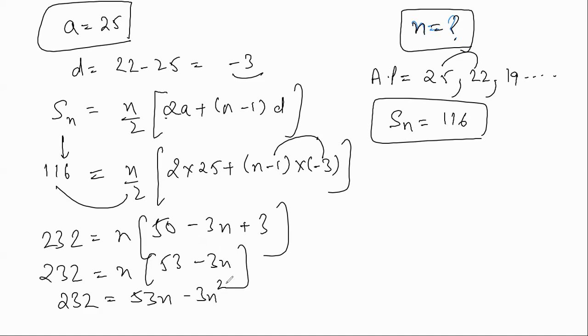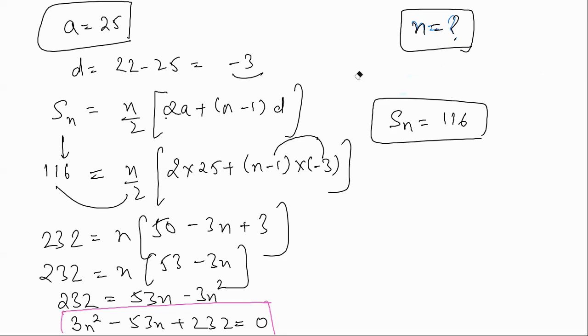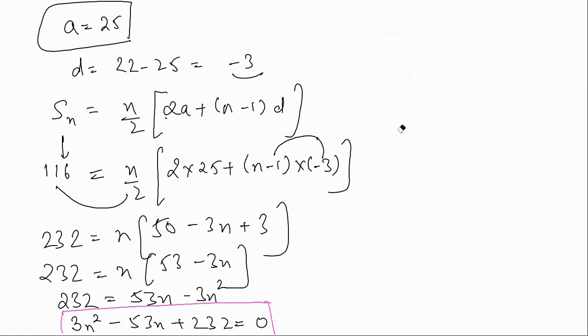Now you know that the power of n is 2. So it's a quadratic equation. So the equation will become, I'm taking everything to the left hand side. So 3n square is negative, it will become positive. 53n is positive, it will become negative. And 232 is already on the left hand side. So this is the quadratic equation I got. So what we have to do, we just have to solve for n. And then we will move to the L, the last term, right?